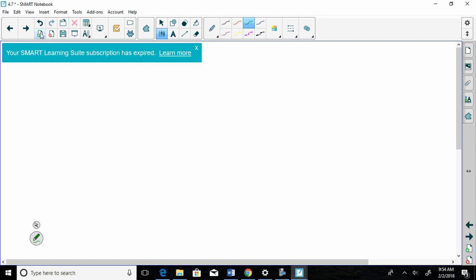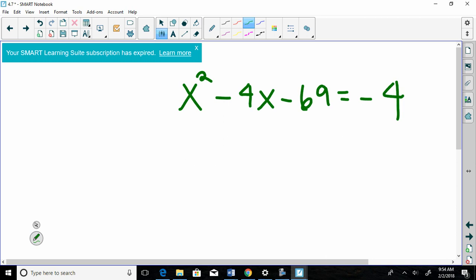There we go. So number 10, I'm going to steal this. Number 10 is x squared minus 4x minus 69 equals negative 4. So I'm going to do this one with you.